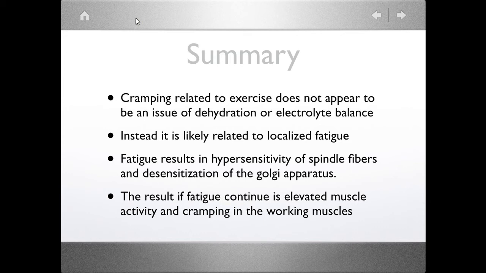But if it's localized fatigue, again, go back to that football player. If they're cramping in their hamstrings, well, that's where a lot of their power is coming from. It was localized fatigue. So basically, fatigue results in hypersensitivity of spindle fibers and desensitization of Golgi tendon apparatus. The result, if fatigue continues, is elevated muscle activity and cramping in the working muscles. So basically, if you want to avoid cramping, you need to delay fatigue. And that comes from superior conditioning as well as nutrition, which delays fatigue.